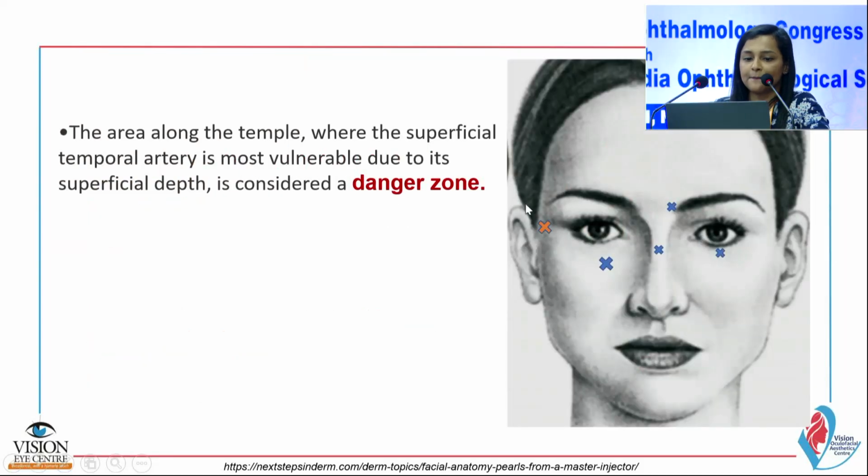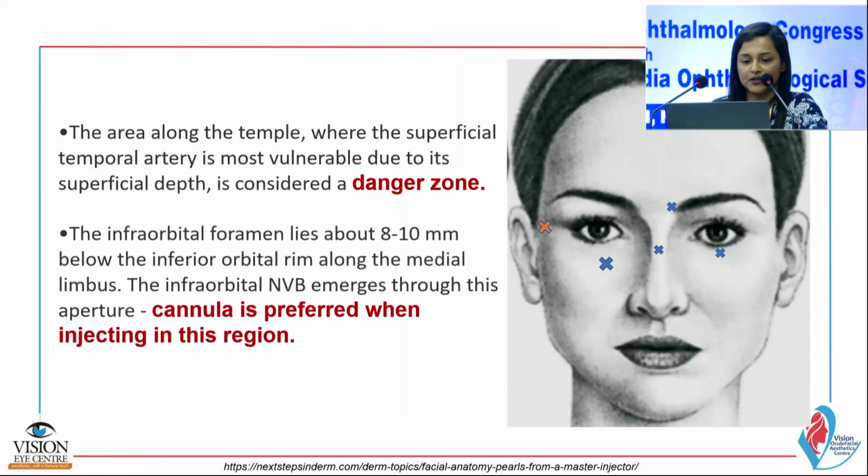Now, along the temple, you have the superficial temporal artery. So that is one danger zone, and you need to palpate that and be careful where you inject. And here the infraorbital foramen lies. So you can again have issues with embolization here. So you inject with a cannula ideally.